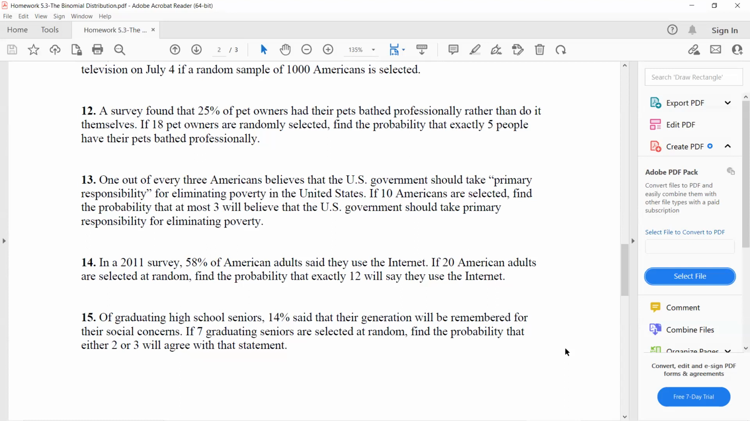Okay, so what are we doing here? Okay, the N is 7. Right, 7 graduating seniors. And the P is 0.14. Good. And my X is? X is either 2 or 3. Right, so it's both of those together, right? So are we going to add or subtract?